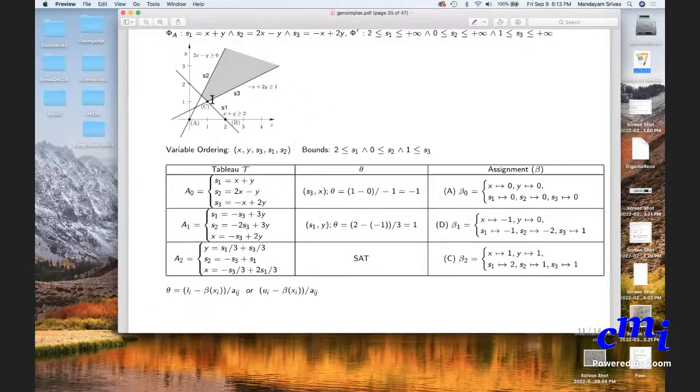solution that corresponds to the intersection of, at this point here that I'm showing the cursor at.